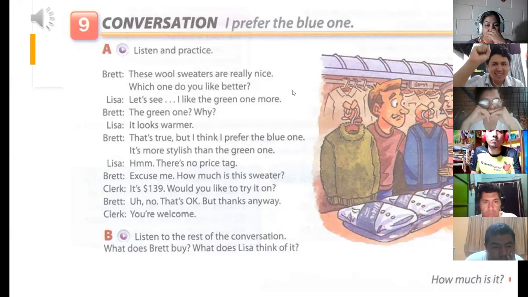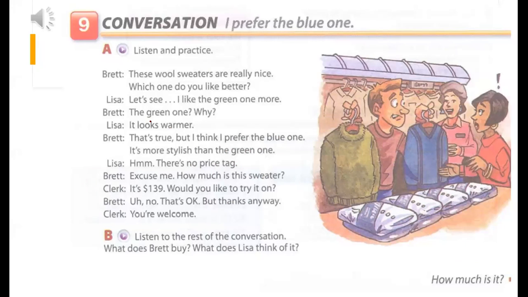Voy a regresar, vea. Voy a regresar. Okay. So, you see, excuse me, how much is this sweater? It's $139. Would you like to try it on? ¿Se lo quiere probar? That's okay, but thanks anyway. You're welcome. Now, listen to the rest of the conversation. What does Brett buy? What does Lisa think of it?